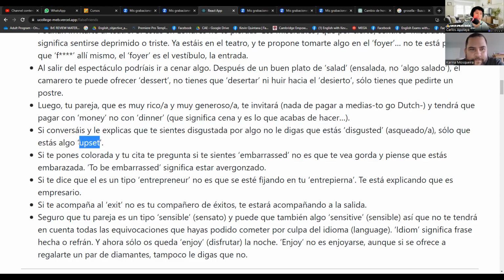Upset es la combinación de un poco de cólera con un poco de tristeza. Sí, como decepcionado, ¿no? Por ejemplo, disappointed, ¿no? Imagínate que tienes un gatito. Tu gatito se escapa y lo atropellan. ¿Te sientes con cólera con el chofer? ¿Por qué? Porque mató a tu gato, pero te sientes triste porque se ha muerto. ¿Tú te encuentras? Upset. Upset, yeah.